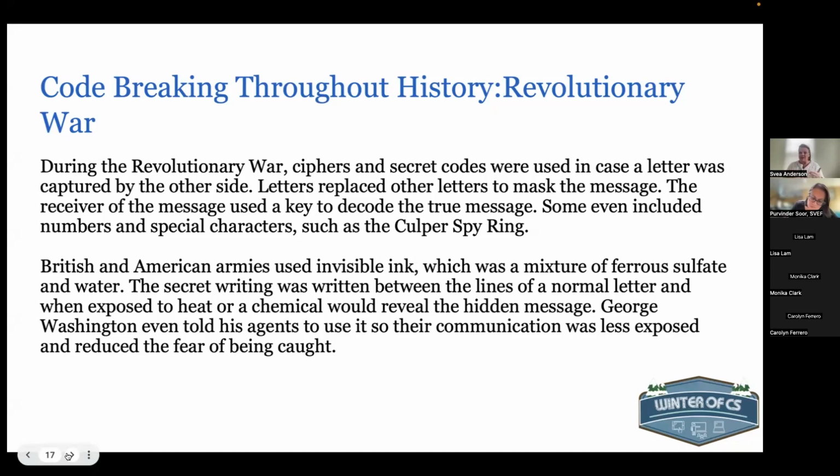But again, there was the Culper Spy Ring. It wasn't necessarily a ring, which sometimes kiddos get confused, but it was a group of people who were able to convey messages back and forth. They also used invisible ink, which is just a mixture of sulfur and water. You can write and the messages disappear. Today, we don't have to use those toxic chemicals. You can buy pens for invisible ink on Amazon, and you can have your students write and then decipher the messages that way.